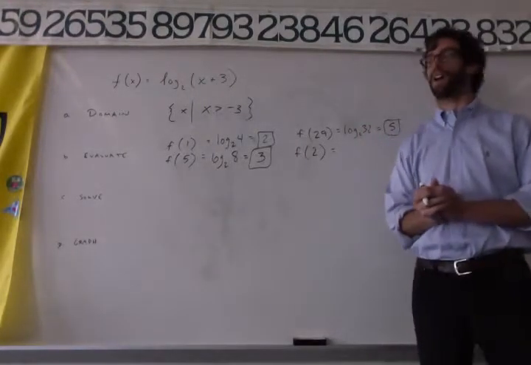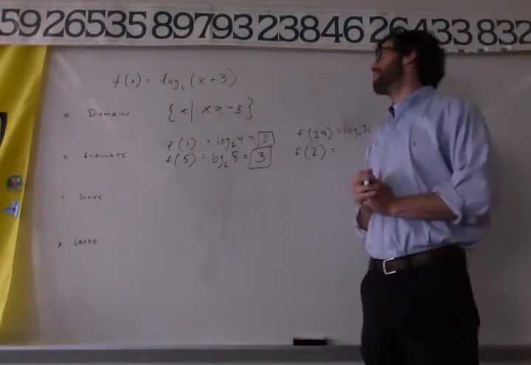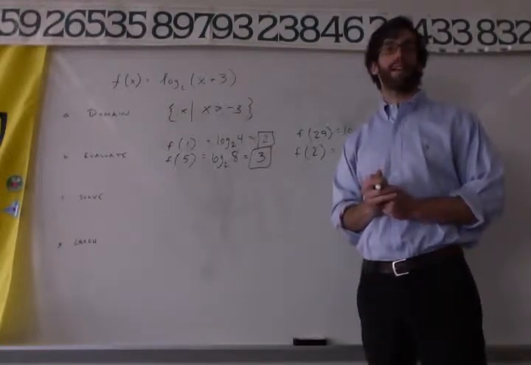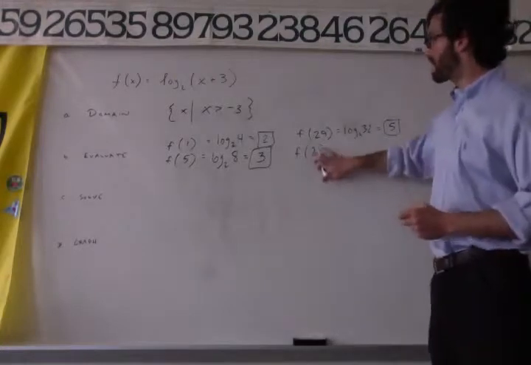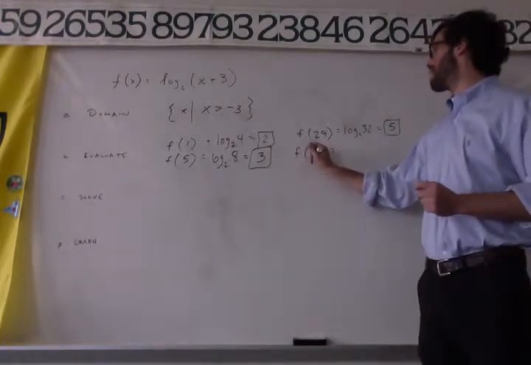So that's all well and good, right? But what about f of 2? What about f of 0? What about f of negative 3, and so on and so forth? Those are a little more challenging. Let's talk about some of those. In fact, instead of doing f of 2 now, let's quickly throw in negative 1.